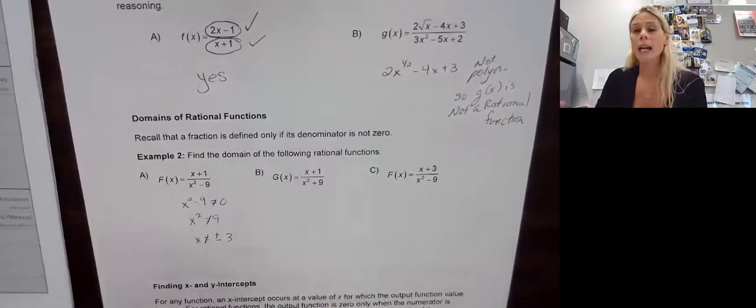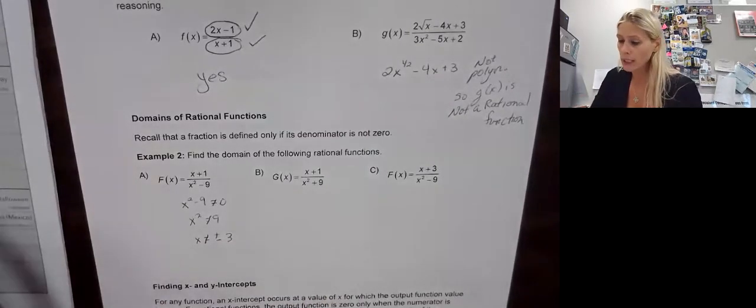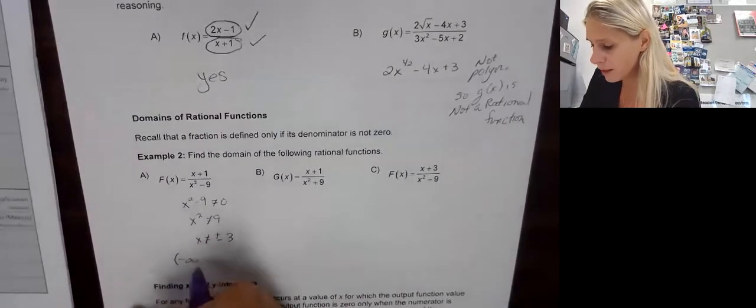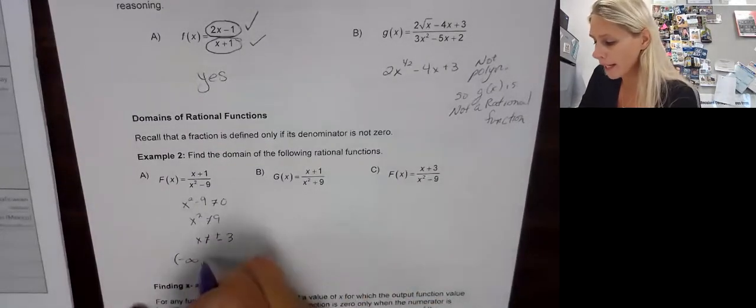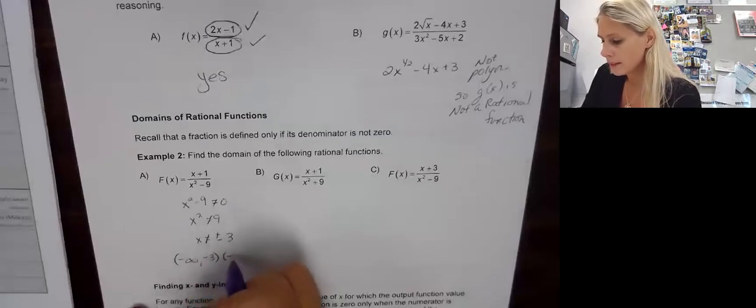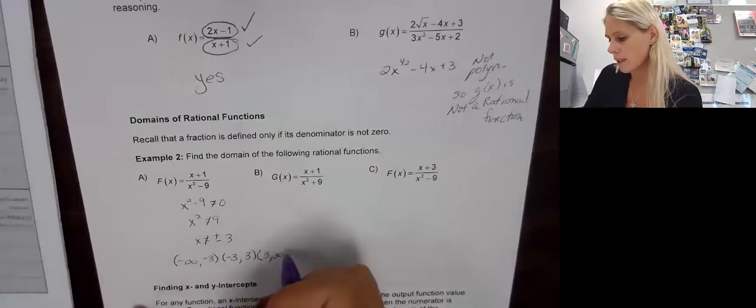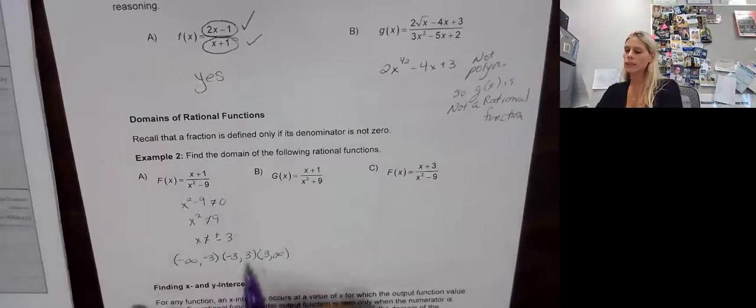Then we're going to actually write it in interval notation. So of course, then we start with negative infinity. We go to the first one that it can't be. And then start back at that. Go to the second one it can't be. Start back at that and go to infinity. Okay, so this does not include negative 3 and 3 because we have parentheses there.